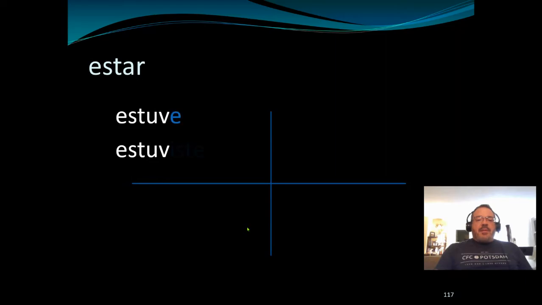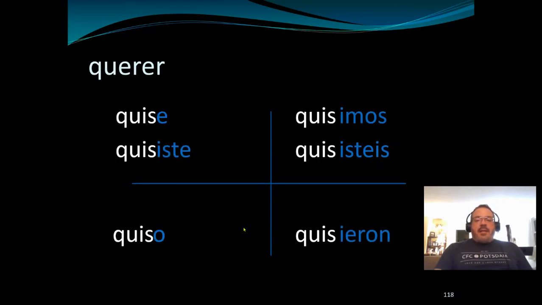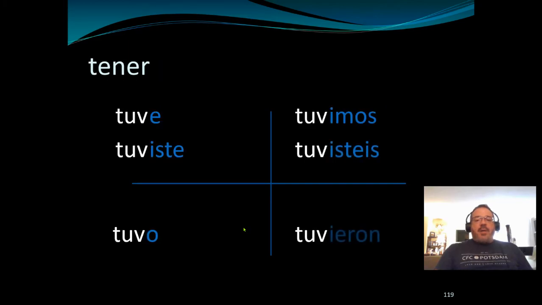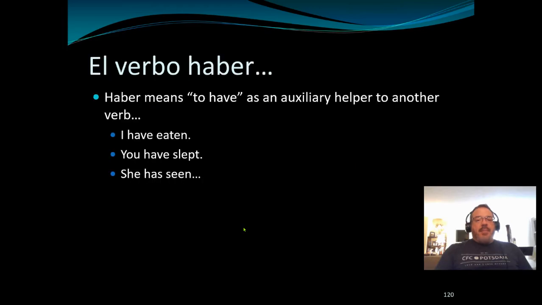Let's not do this because you already did this. We know how to conjugate verbs. Tell you what, let's take it one more step. Let's talk about haber for a second because haber is a little tricky. I want you to think of haber as two different uses.